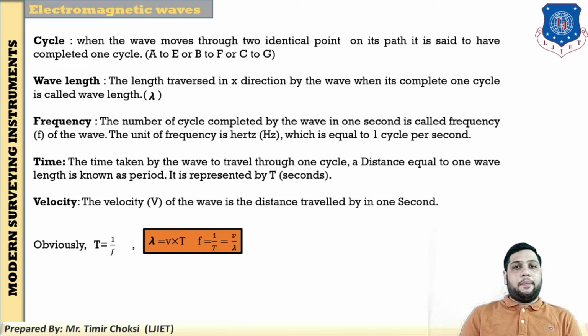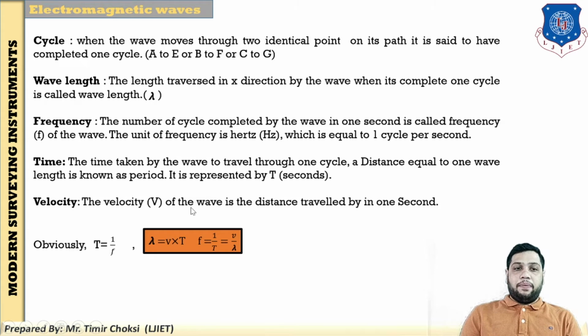So these are the properties of electromagnetic waves. This is important for understanding instruments like the total station, and for understanding the principle of electromagnetic distance measurement. So this is the most important topic.